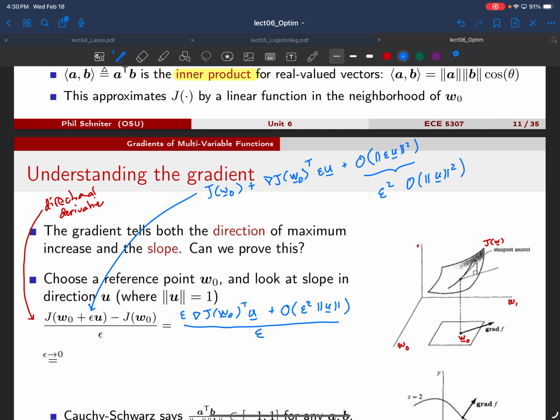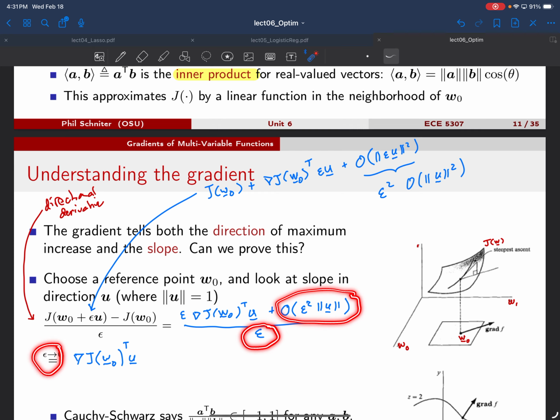So now what we want to do next is look at this quantity as epsilon grows small. That's really the directional derivative as epsilon approaches 0. What's going to happen is these epsilons will cancel, and so we will have a first term, which is the gradient of J at W naught transpose u. And then when we look at this term, you can see that it has an epsilon squared dependence. We're dividing out one of the epsilons, so now it has an epsilon dependence, but we're taking epsilon to 0. So that means that this thing will vanish when we take this limit.